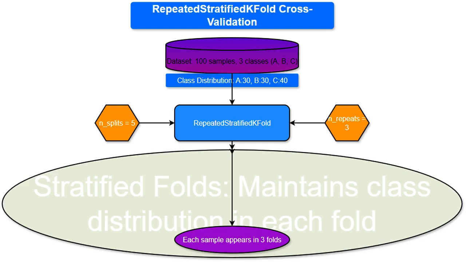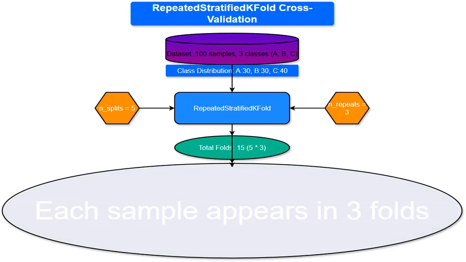Because of the stratification, the proportion of A, B, and C is maintained in every one of these 15 folds, as much as possible. Each fold will have a similar class distribution as the whole dataset. Since we repeat the process 3 times, each data point will appear in exactly 3 folds. This gives the model more opportunities to see and learn from each data point.